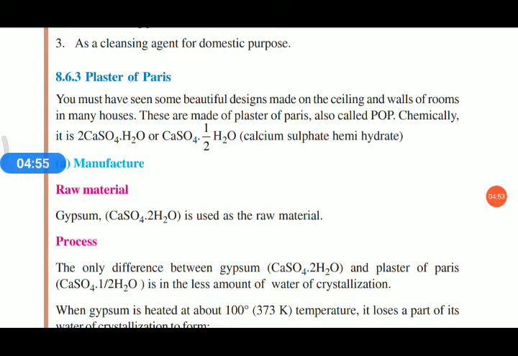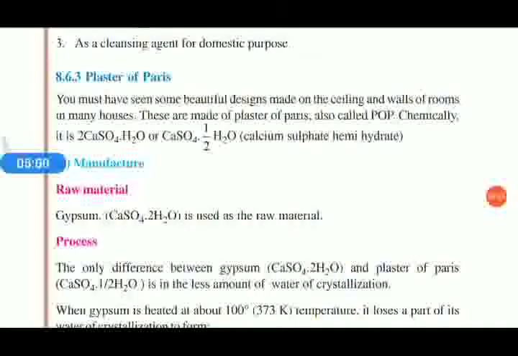Just like our washing soda, plaster of Paris also contains water. One plaster of Paris molecule, CaSO4, contains half H2O. If we remove this half H2O also, it doesn't act as plaster of Paris.